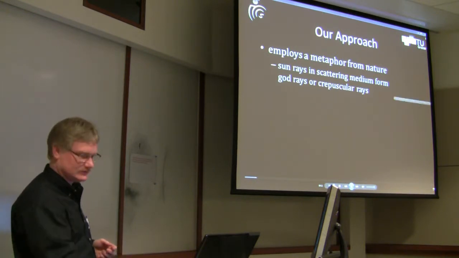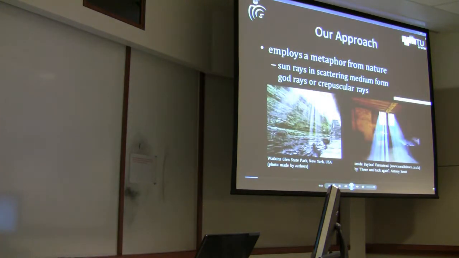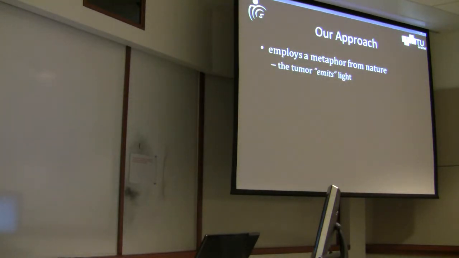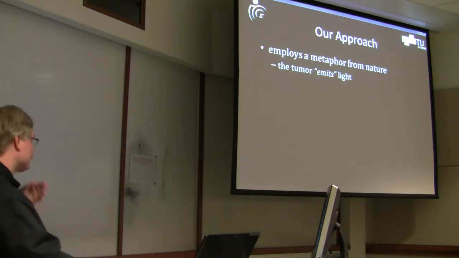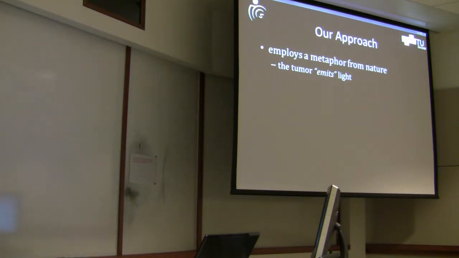In nature, bright light sources form crepuscular rays in dusty air. They are influenced by the shape of trees, or by the frame of a window, or other obstacles. We think of a tumor as an omnidirectional volumetric light source in an isotropic scattering medium.